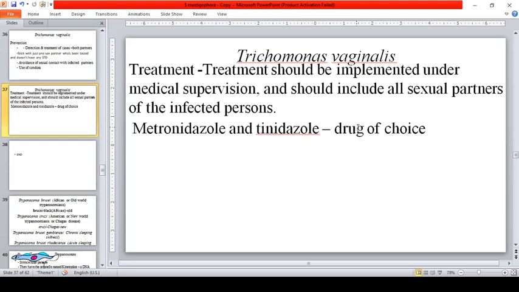Trichomonas vaginalis treatment should be implemented under medical supervision and should include all sexual partners. There is the word all, which means if the person has many sexual partners, all of them must be treated. Metronidazole and tinidazole are the drugs of choice for Trichomonas vaginalis infection. So, for this part, I will end my discussion for now.